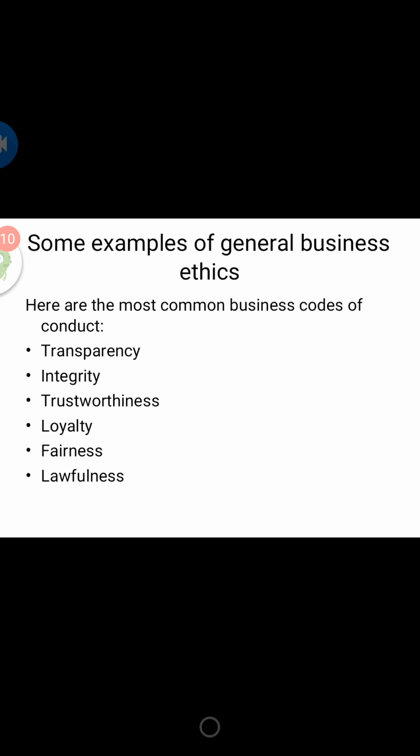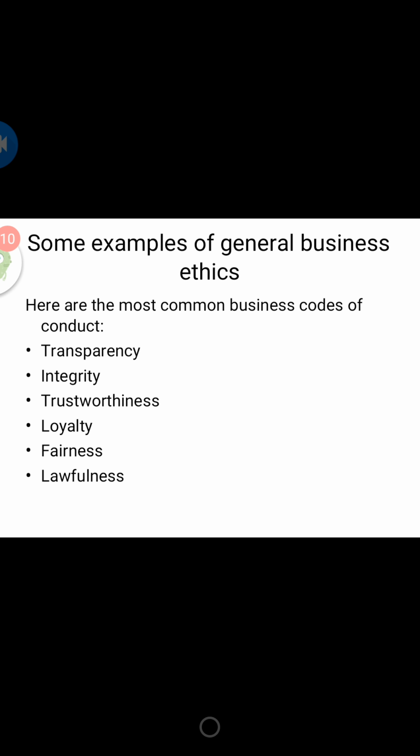Here are some examples of general business ethics, like transparency. What is transparency? Transparency means accurately representing the facts, telling the truth, and communicating clearly and openly about everything a company does and says. That we call transparency, which means open to all, visible.